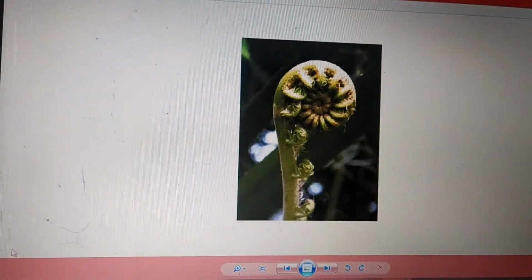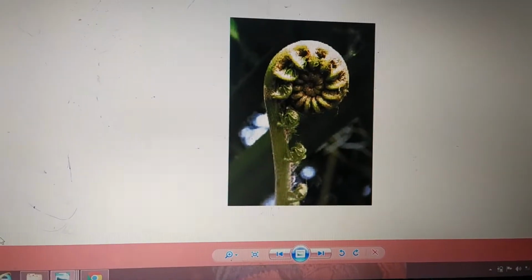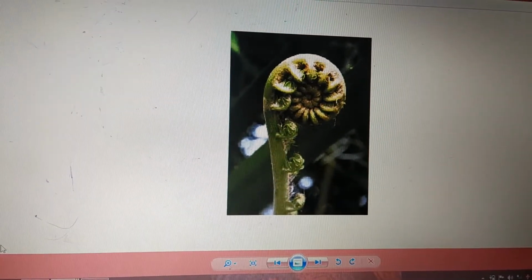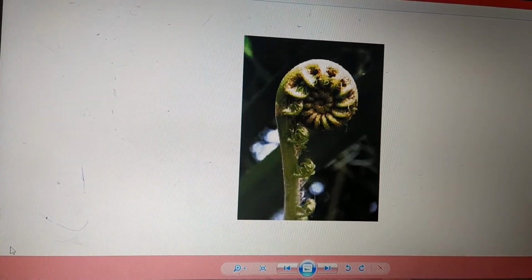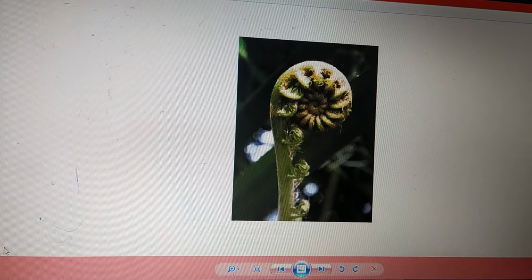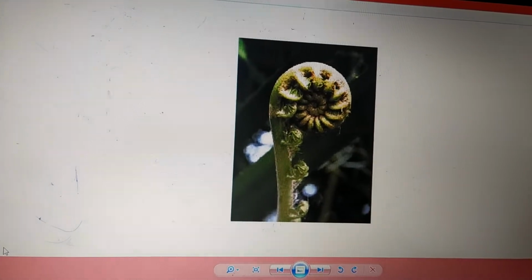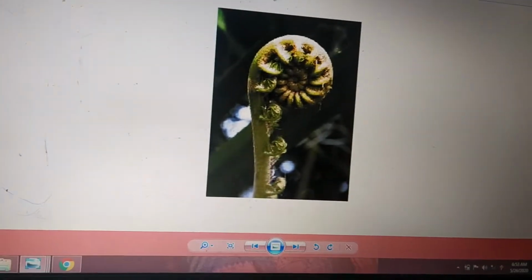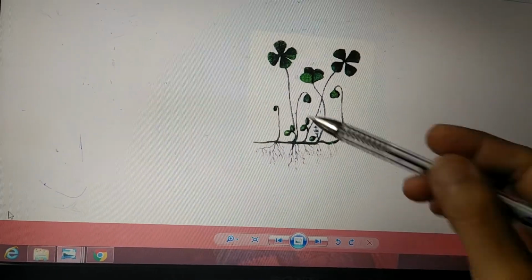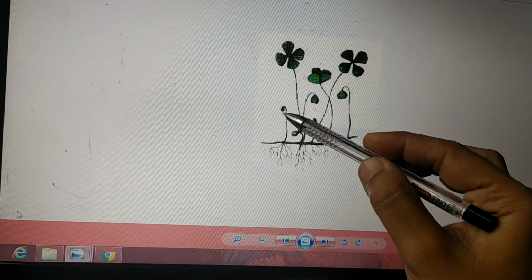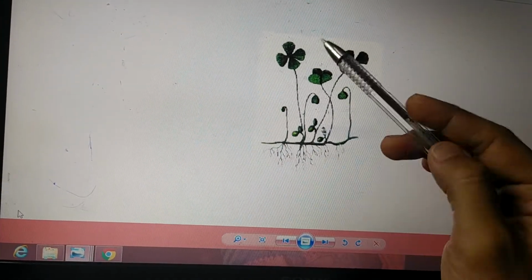You can frame a sentence saying it is a manner in which the leaves of the fern emerge. It is tightly coiled or curved so that the tender growing tip is protected within the coil. Where are you going to see this? See, this is seen here. This one, the growing young leaf, circinate vernation.